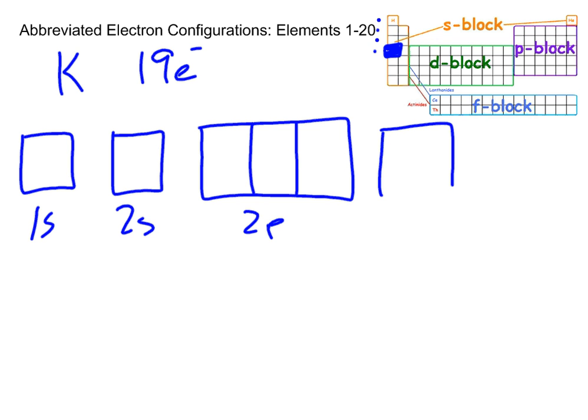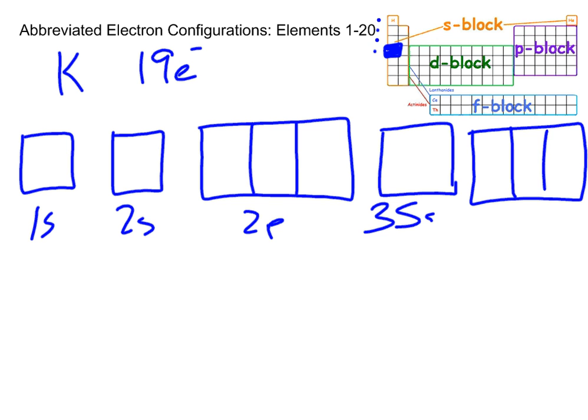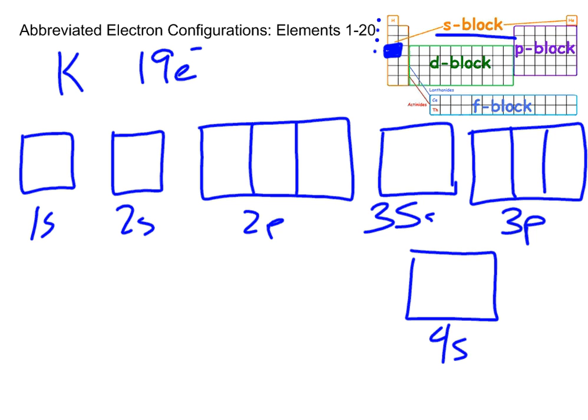Right? Hey, come on now. 3s. And then I'll need a 3p, but it's in the fourth, so I actually need a 4s, because I know that's in the s block, right? So I have a 4s.